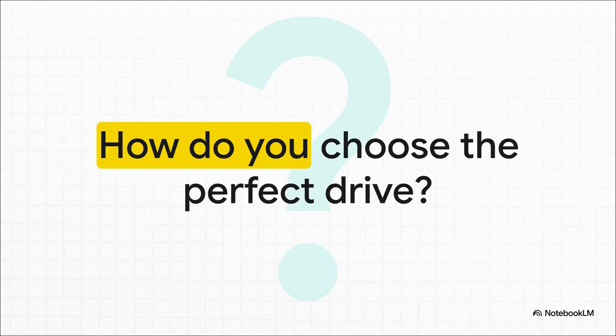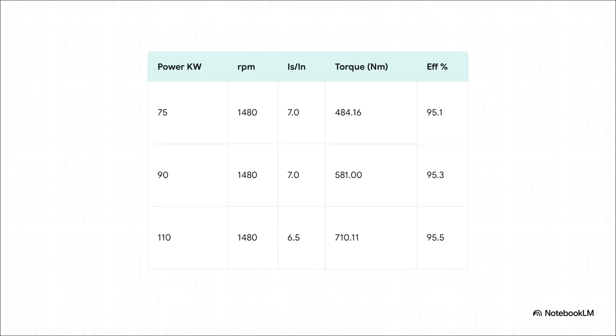Because as you know, it's not just about finding a motor. It's about finding the exact right motor for a specific, often incredibly demanding application. Just take a look at the sheer volume of raw data here. This is what has to be painstakingly balanced when you're specifying a drive. We're talking kilowatts, RPM, the starting current ratio, rated torque in Newton meters, peak efficiency percentages.